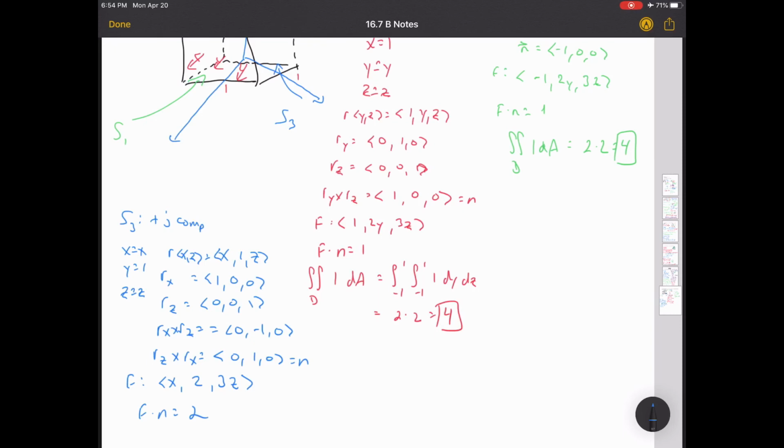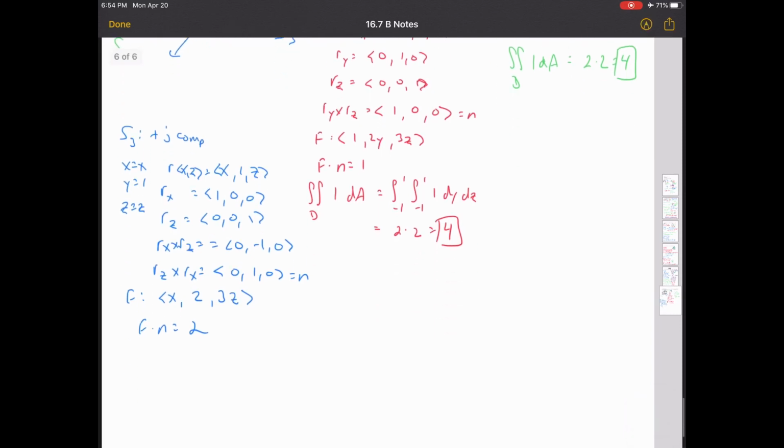So I'm going to go ahead and take the double integral over d of 2 dA. But remember, each one of these bounds goes from -1 to 1. So that 2 could technically be pulled out as a constant. So I had 2 times the double integral of 1 dA. We've already done this one twice. That gave us 4. So what we get is 2 times 4, which is 8.